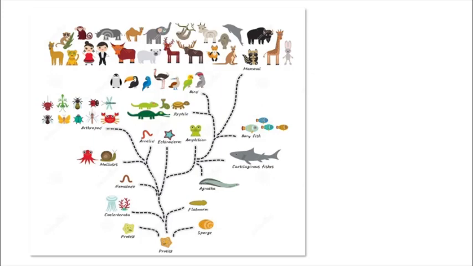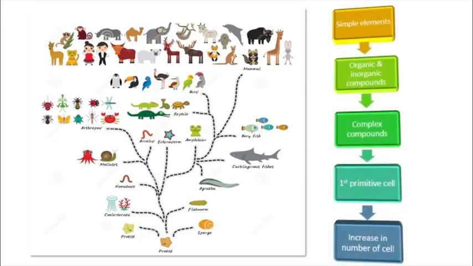Now, what must have happened is that first there may have been only simple elements in the ocean of the earth, from which simple types of organic and inorganic compounds may have formed. And then from these simple compounds, after a long period, complex compounds like proteins and nucleic acids were formed, which then formed the first primitive type of cell. Then the number of cells may have increased due to changes in surroundings, from which some cells may have shown growth while some of them may have perished.